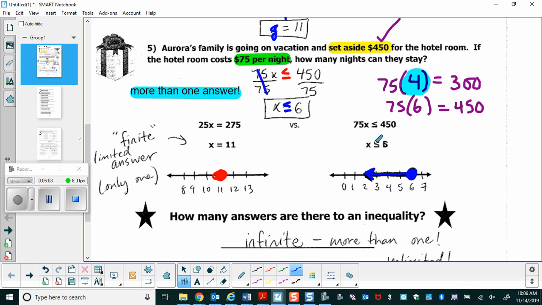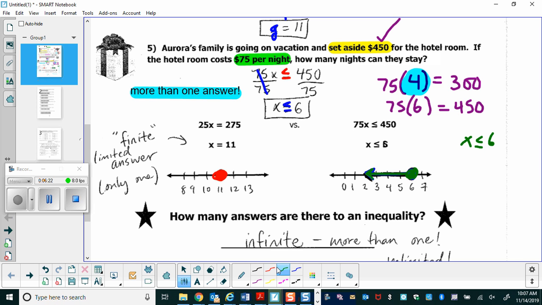And when we're graphing x is less than or equal to 6, this is how it's going to look on the number line. You might remember from elementary school that if it was just x is less than 6, that's when it would be an open circle, and then you would shade. But because of the or equal to part, we are coloring it in, okay?